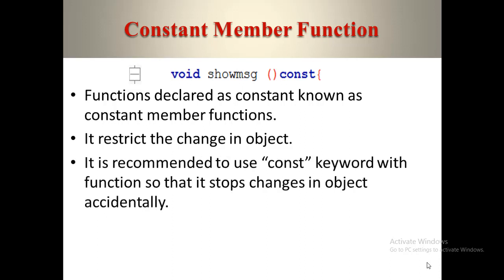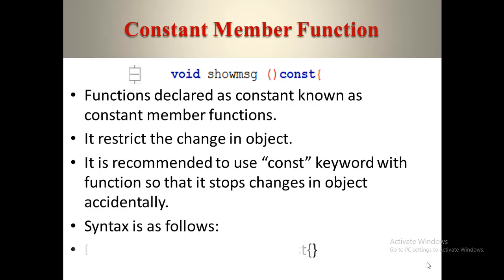It is recommended to use constant keyword with the function so that it stops changes in object accidentally. There are different scenarios, different situations in which the object values change accidentally. So to restrict the function, to restrict the class, from making changes in object value, it's recommended to use constant keyword followed by the function name.